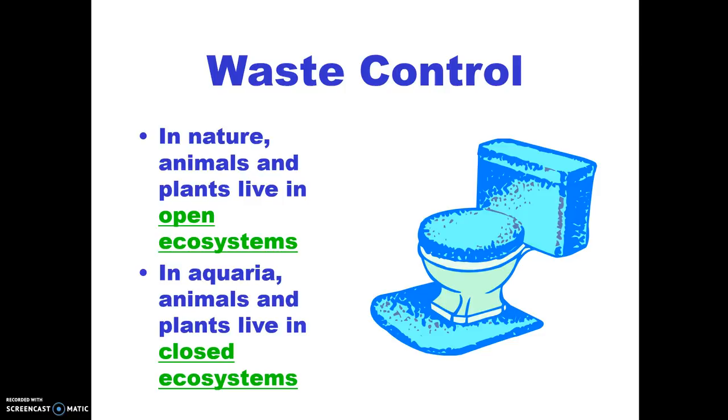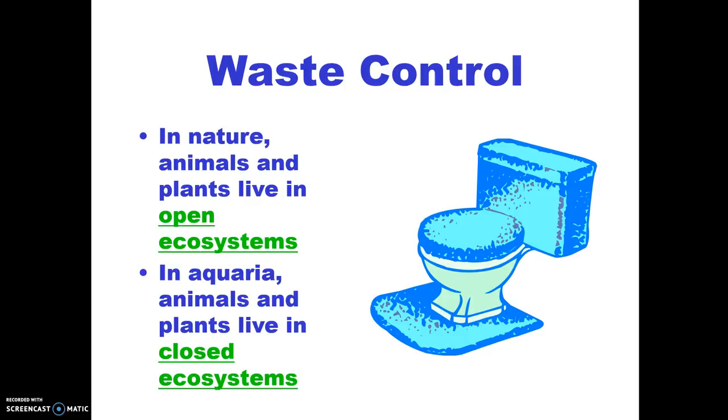In nature, animals and plants live in open ecosystems. There is a flow of nutrients in and out of the environment, and because of that, waste is not so much an issue because it moves through cycles. In our aquariums, animals and plants live in closed ecosystems. Basically, they serve as a large toilet for the aquatic organisms.